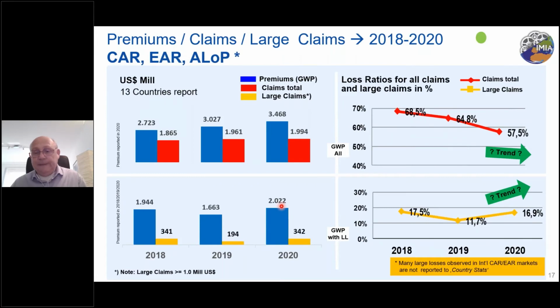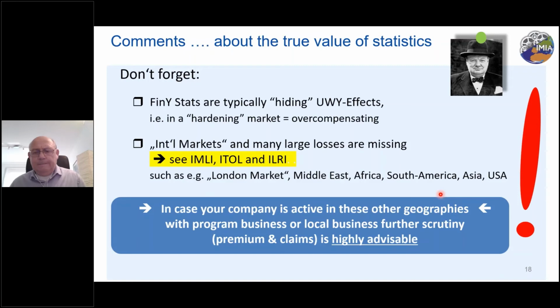Now CIER, and you see for CIER the trend of loss ratio is much more positive, while the large losses at the bottom are increasing. And again, it's up to yourself, up to your company, up to your individual statistics, what you deduce from these very generic overall figures. And this is a moment where I'd like to make a comment or observation. As our country statistics are basically driven by financial year stats, I think we all know that financial year stats typically hide some underwriting year effects. So while we might go down, there are still some underwriting years in a very, let's say, challenging runoff situation.